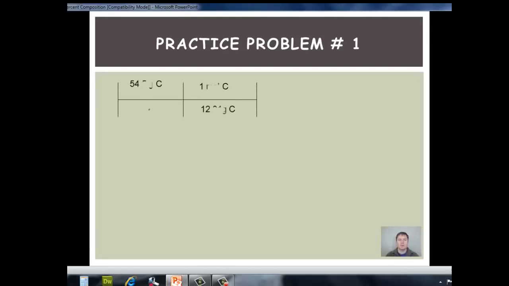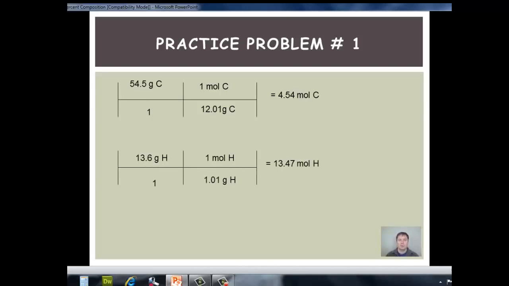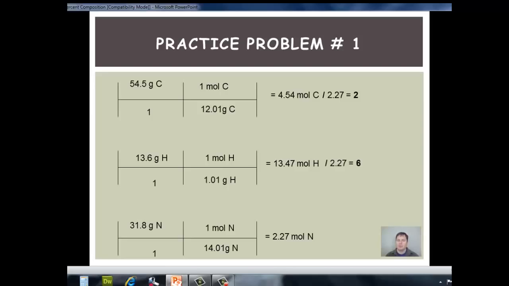Okay, so first thing we have to do is convert each gram to moles. We do this simple ping pong. What we want stays on top, what we want to get rid of goes on the bottom, so moles on top, grams on bottom. And we end up with this many moles. Now if I look here, my lowest one is 2.27, so I'm going to divide each number by 2.27, which gives me a ratio of 2 carbons, 6 hydrogen, 1 nitrogen.